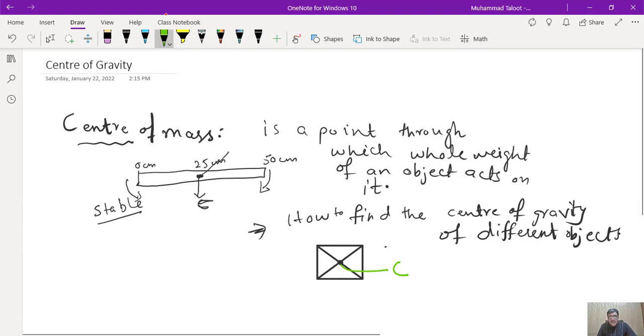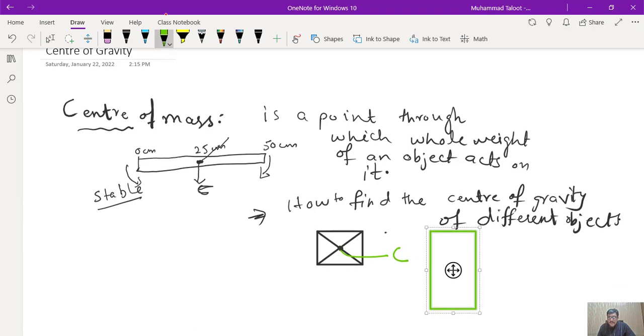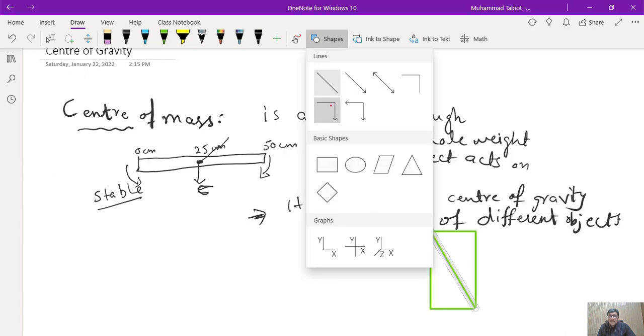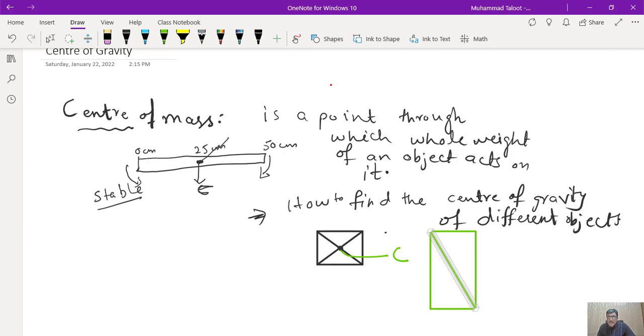Now if I change the shape in this way, so that this object has more height, obviously it is clear that its center of mass or center of gravity is going to change. If we are increasing the height, not the base, the center of gravity or center of mass will be shifted, or rises, towards the upside.